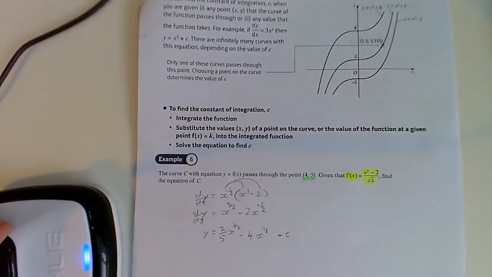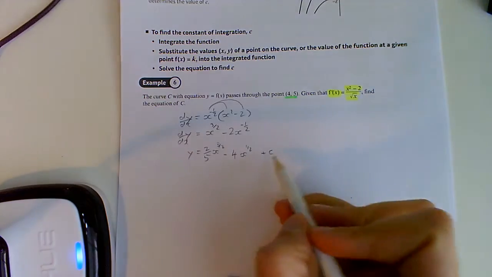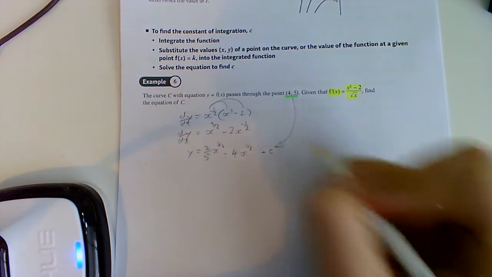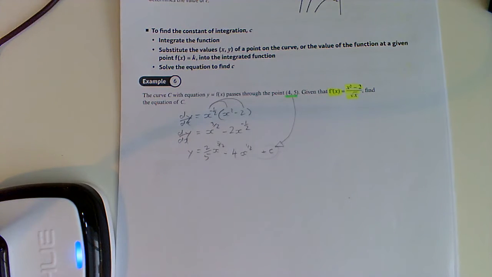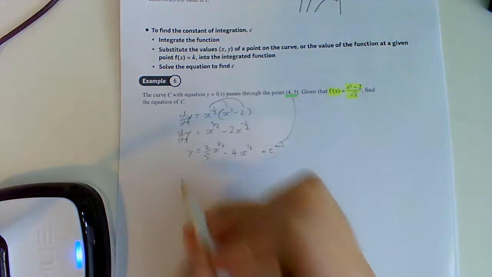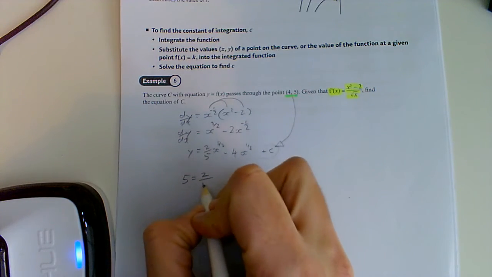So if I go back to my working out, what I now need to do is figure out what that c is. And to do that, I'm going to use that coordinate, because I know that that curve passes through that coordinate. So I know that when x is 4, y is 5. So I can sub those two things in there. I can say that y is 5 when x equals 4.